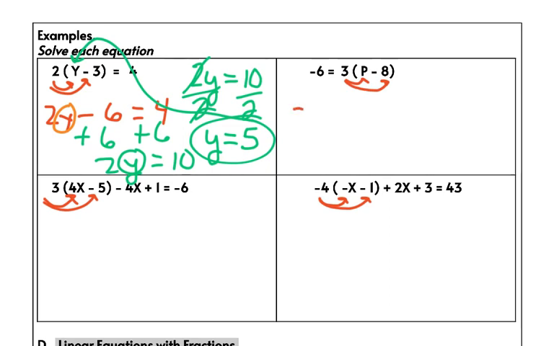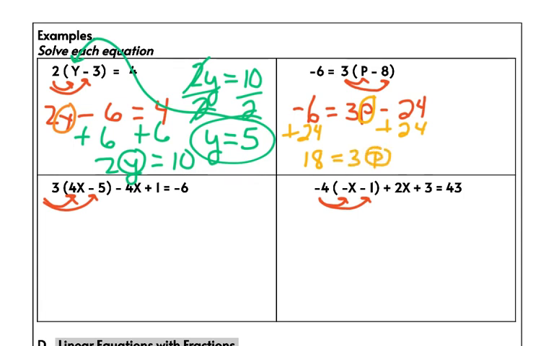Negative 6 just hangs out until we're done getting that p out of the parentheses. 3 times p is 3p. 3 times 8 is 24, but there's 1 negative. Remember, I need 2 negatives to make that a positive. Now I'm on the p attack. P is over here on the right. To undo subtraction, I add to both sides. Negative 6, and then I go up 24 degrees. I'll be at 18 above 0. It's equal to 3 times p. To undo multiplication by 3, we divide by 3, and we get 6 is equal to p.